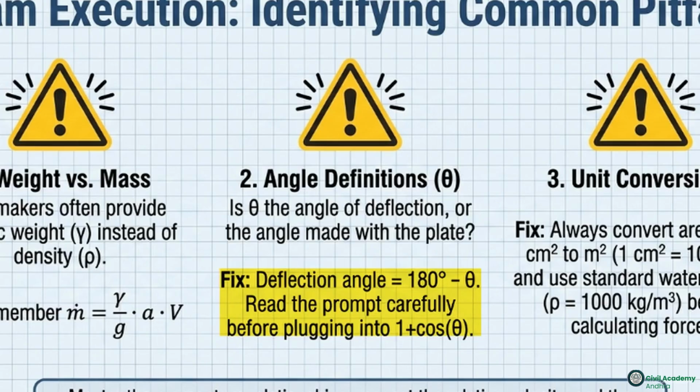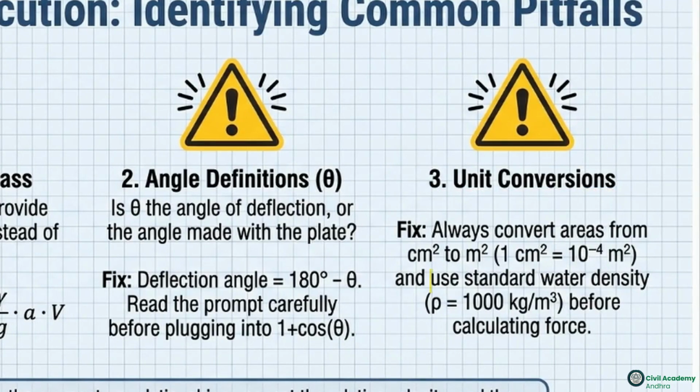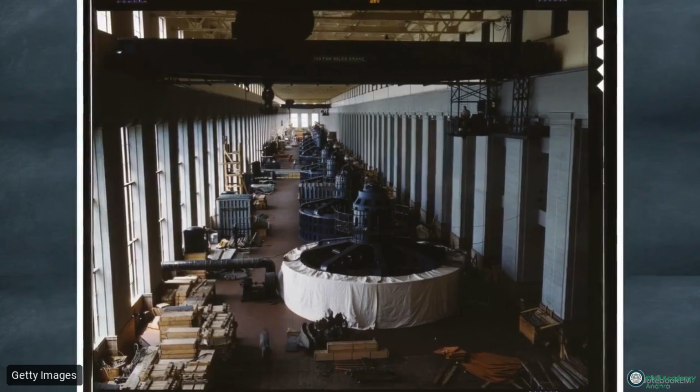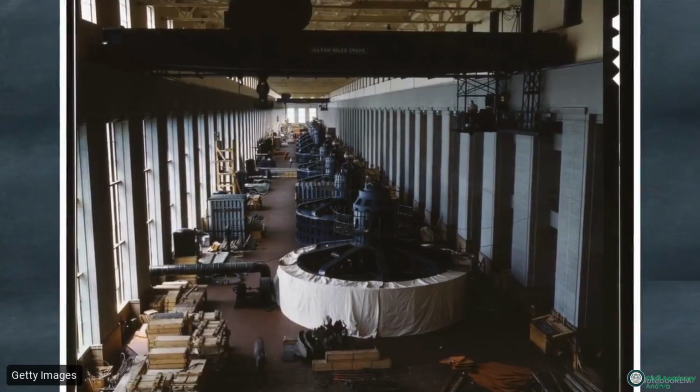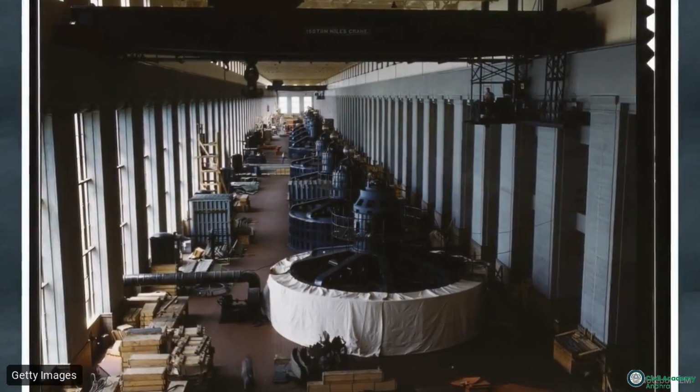The third pitfall is unit conversions. Area must be converted to square meters, and you should use the standard density of water at 1,000 kilograms per cubic meter unless another value is provided. Applying the kinematic shift alongside these three execution protocols creates a consistent method for solving any hydraulic machine problem on exam day.